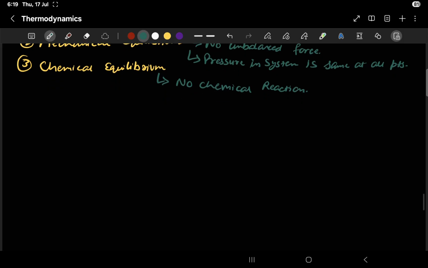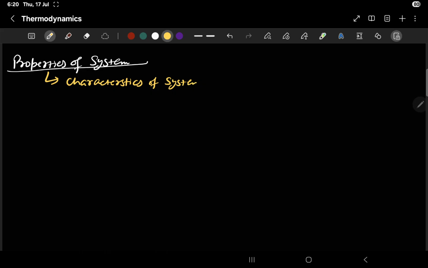Next we can talk about the properties of a system. So the first question is, what is a property of the system? A property is a characteristic of the system, and this characteristic depends upon the state. What we studied here is that a property of the system is basically a characteristic of the system, and properties are classified into two parts.